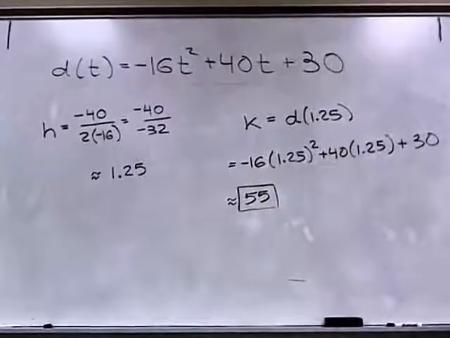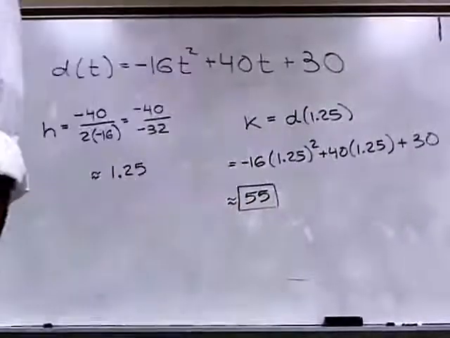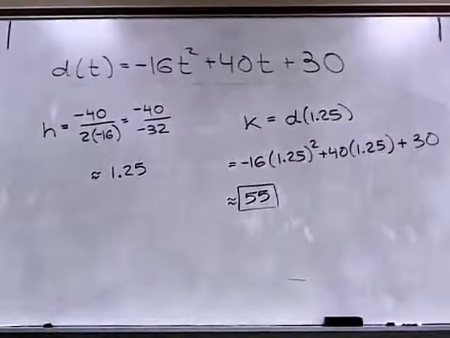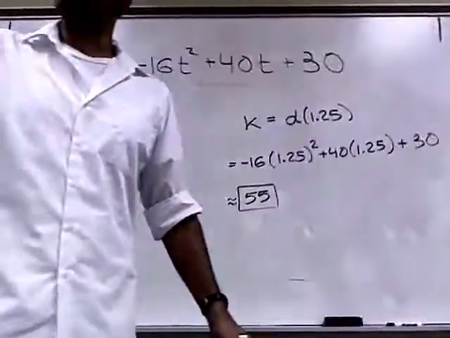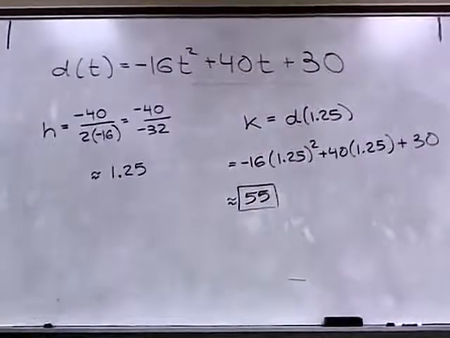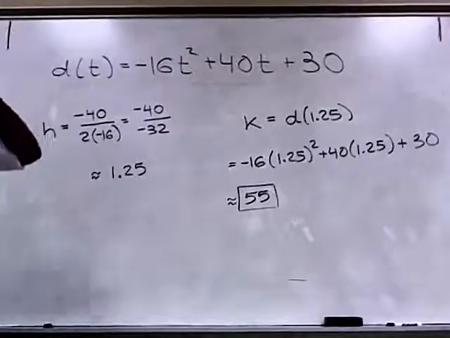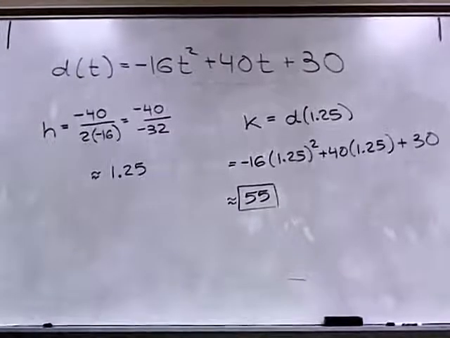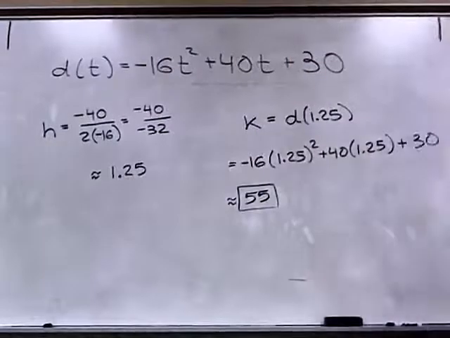What was it that we were trying to find? This is our K, right? So what does that number represent? This was H. K is 55. What does that mean in terms of our word problem? That's the highest point, right? That's the maximum height of that ball. That's the highest it will go. So if you take a ball from a 30-foot bridge and you throw it out of your arm with the speed going up at 40 feet per second, the highest it's ever going to get is 55 feet. Then it's going to start coming back down.